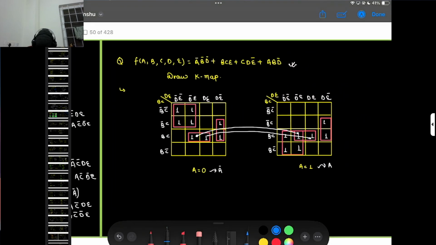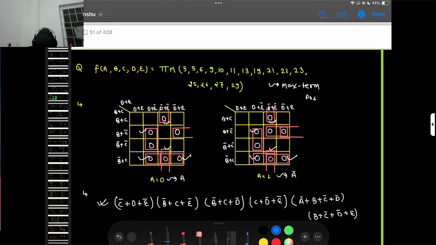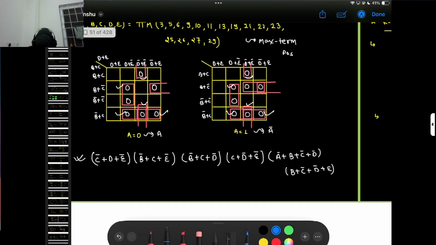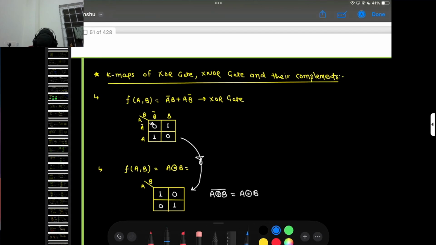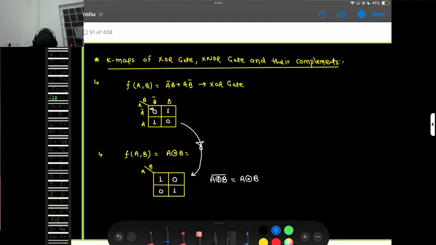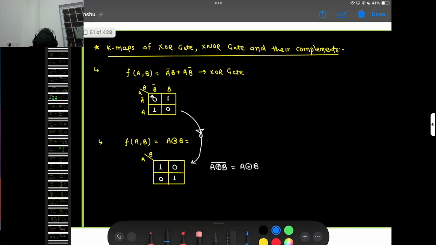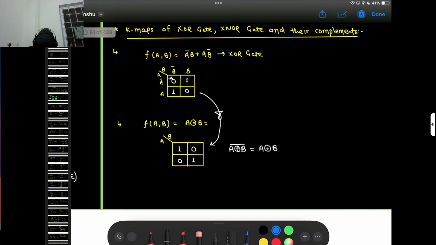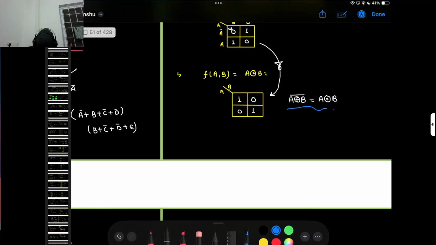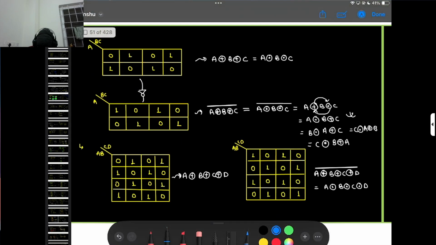Find A, B, C, D, E, so A bar, B bar, D plus B, C, D like this. So draw the KMap. KMap of XOR gate and their complements. If equal to AB, A bar B, AB bar, XOR gate, here A plus B.